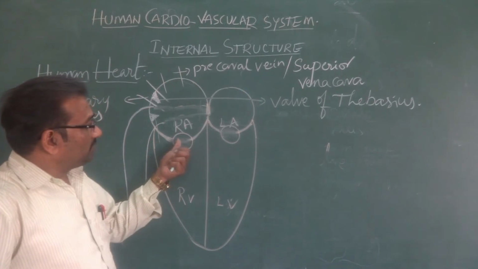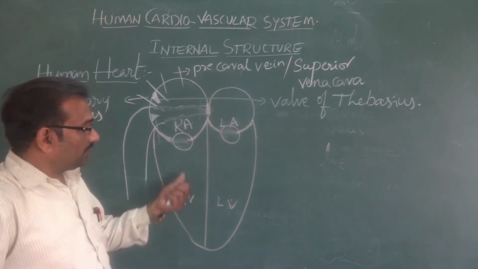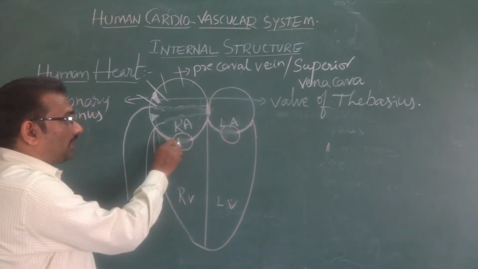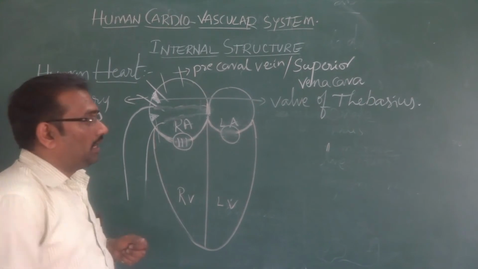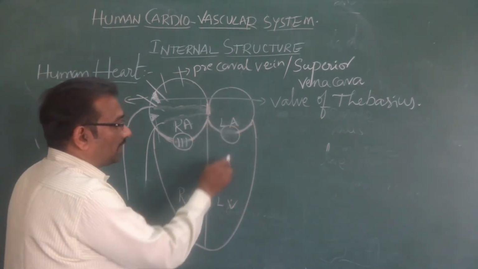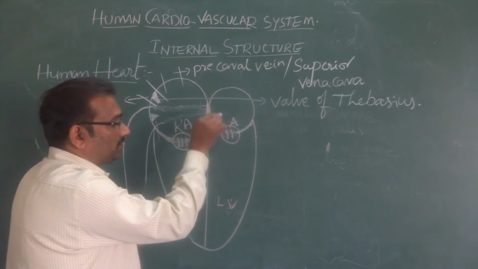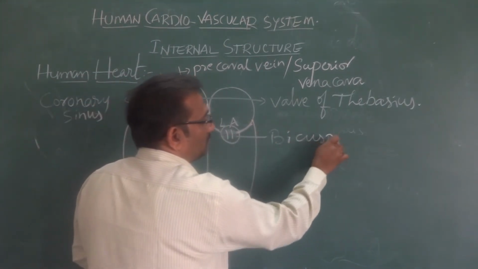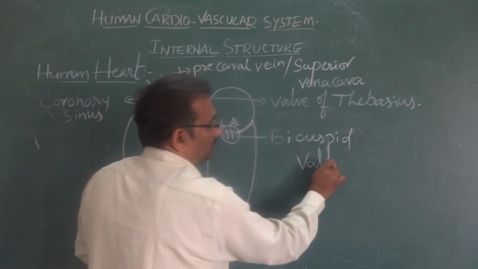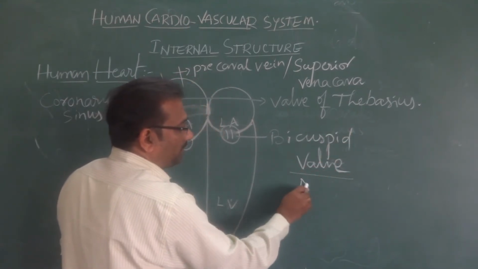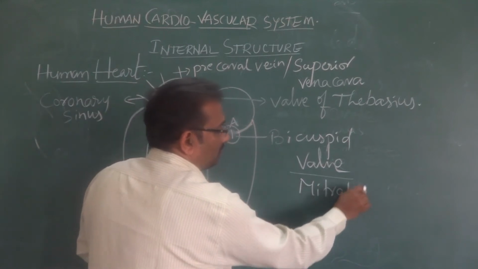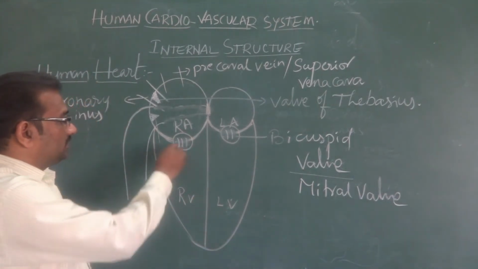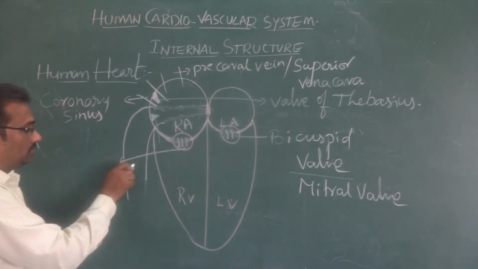So the aperture between the right atrium and right ventricle contains a tricuspid valve, and the left atrioventricular aperture contains a bicuspid valve. So this is the bicuspid valve, also known as the mitral valve. This is the tricuspid valve.